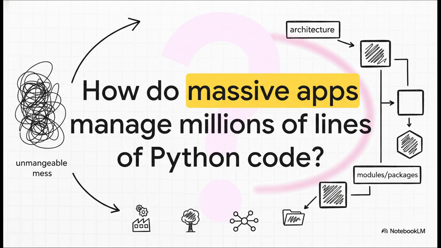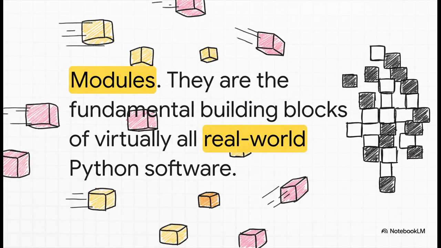So just think about it for a second. How on earth do apps like Instagram or Spotify keep millions of lines of Python code from becoming a complete and total nightmare? I mean, it's not magic, right? It's all about architecture. And the answer is actually surprisingly simple, but it's also incredibly powerful. Yep, that's it. That is the secret. Modules are the absolute bedrock, the fundamental building blocks of pretty much all real-world Python software. And by the end of this, you'll know exactly how to use them like a pro.